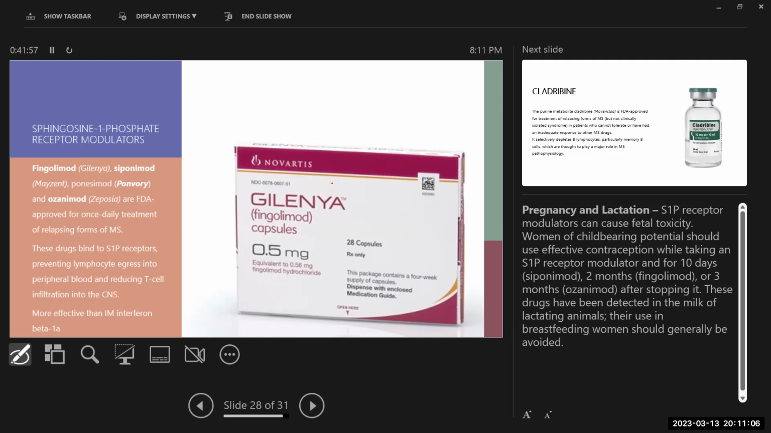They are not safe during pregnancy. They cause fetal toxicity. They've also been detected in breast milk. And so you shouldn't use them in lactating mothers either.